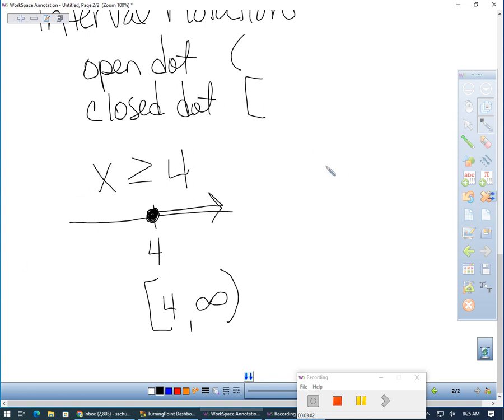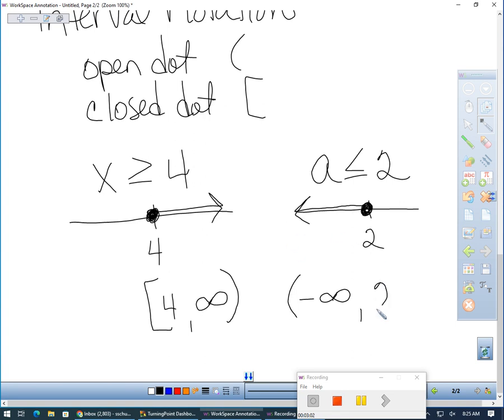How about if I had A is less than or equal to 2? On my number line at 2, I would have a closed dot. And if it's less than, it points to the left. Less than, left. Inequality sign, same as the arrow. Now this time, as I read it like a book, I come to my arrow first, which means I'm really starting at negative infinity and going to 2, and it's a closed dot with a bracket.